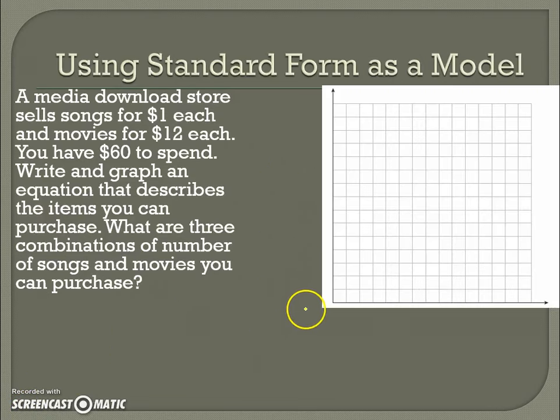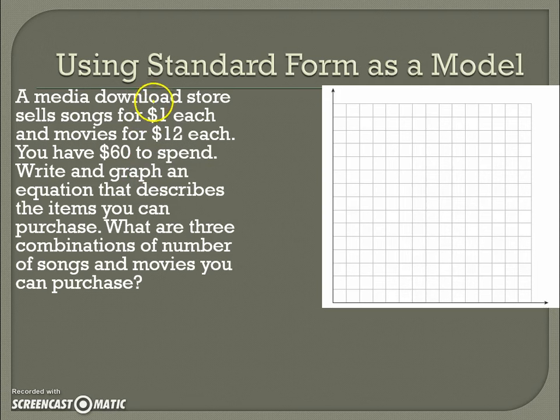All right, so using standard form as a model, it says a media download store sells songs for $1 each and movies for $12 each. You have $60 to spend. Write and graph an equation that describes the items you could purchase, and then what are 3 combinations and number of songs and movies you could purchase.